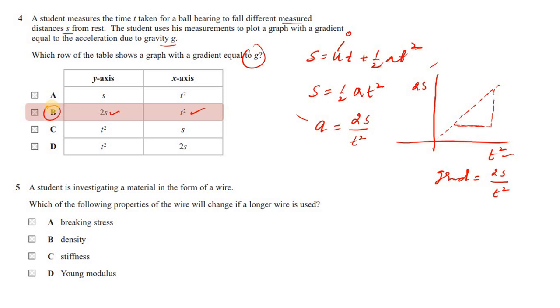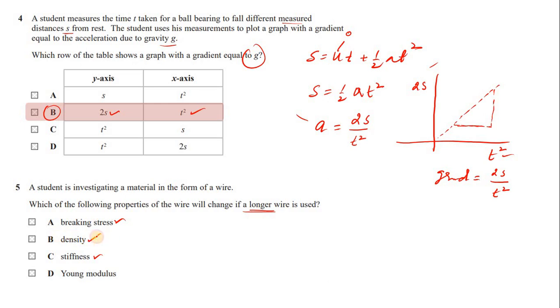Question number 5. A student is investigating a material in the form of wire. Which of the following properties of the wire will change if a longer wire is used? Breaking stress, density, stiffness, and Young modulus. Remember, if you change the dimension of the wire, especially length, then when we talk about tensile forces, the only quantity affected by changing length is the stiffness, because breaking stress is constant. A given wire always breaks at some constant force.